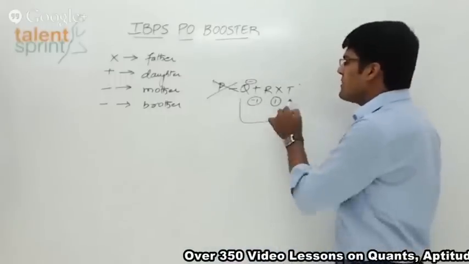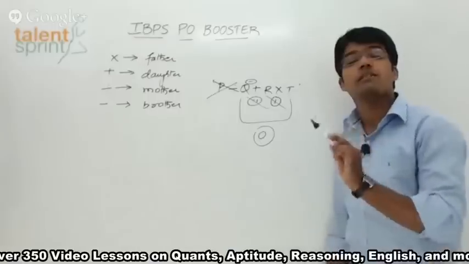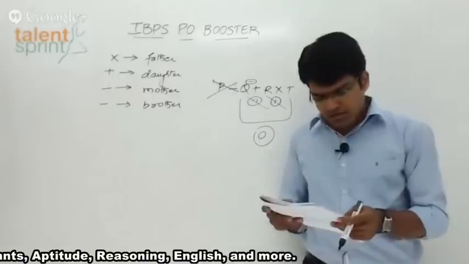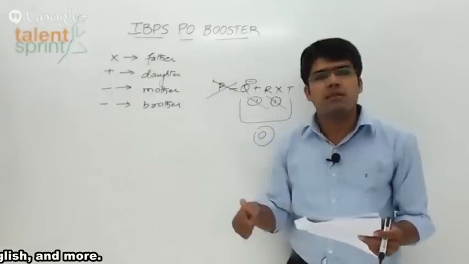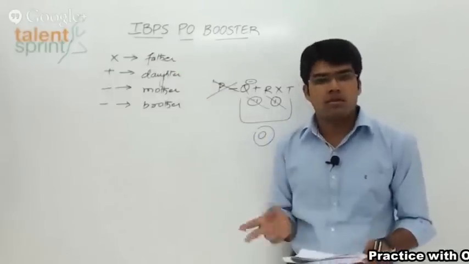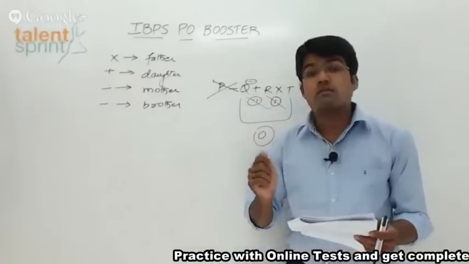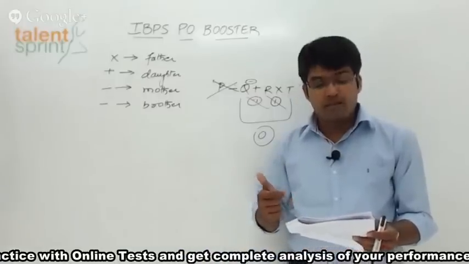What's the total generation gap between Q and T? 0, because minus 1 and plus 1 get cancelled. So Q and T are going to be in the same generation. Now look at the answer options. Is aunt possible? Not possible, because aunt means 1 generation above. Sister, possible. Grandson, impossible, because for grandson the generation gap is 2. We want the gap to be 0. Fourth option, brother, is also possible. Fifth option, none of these.